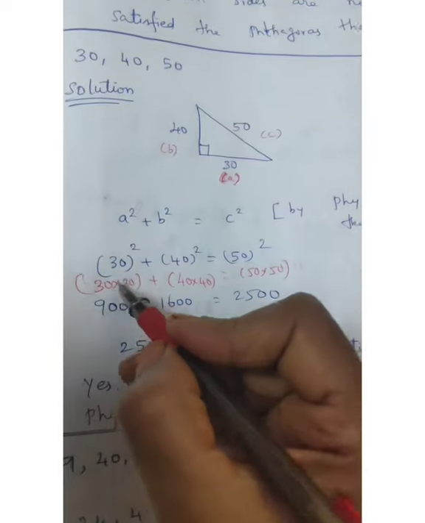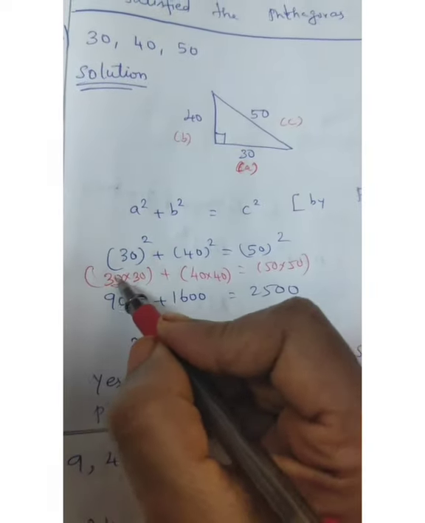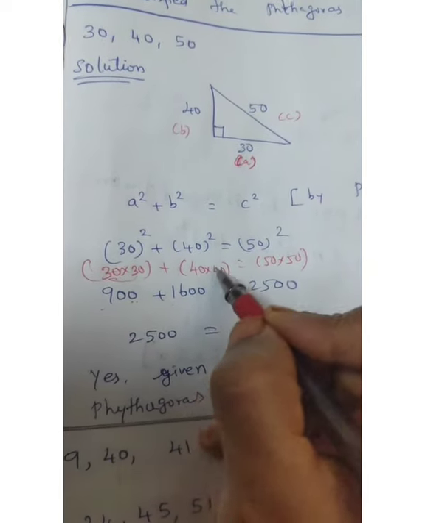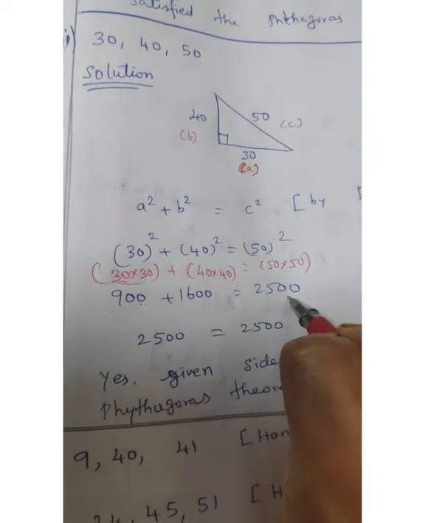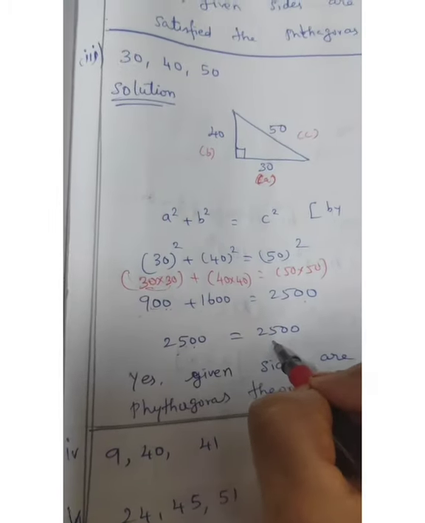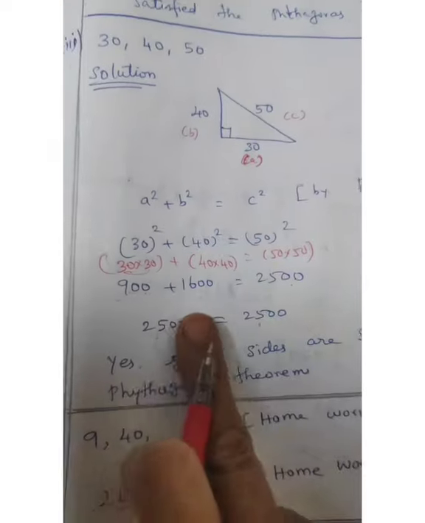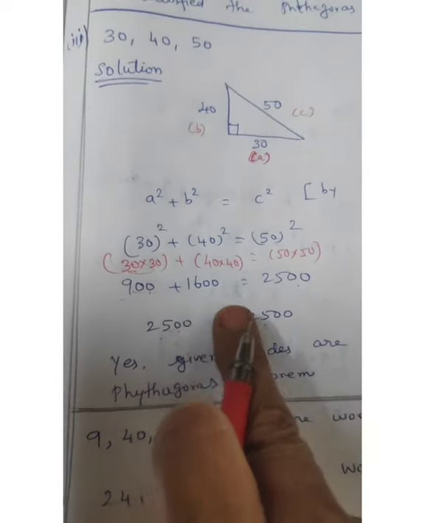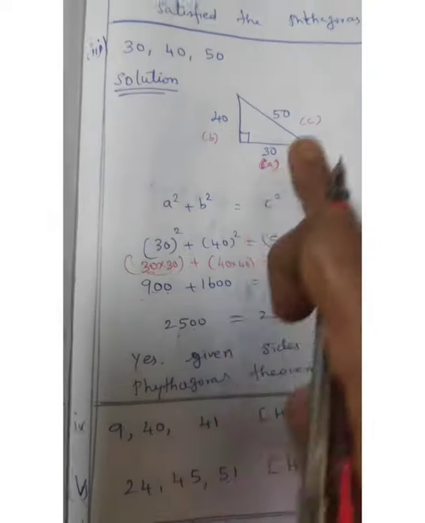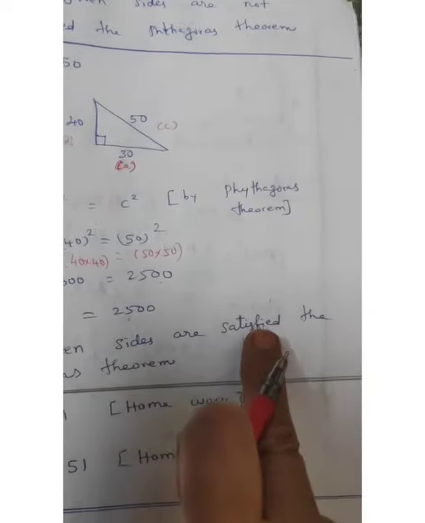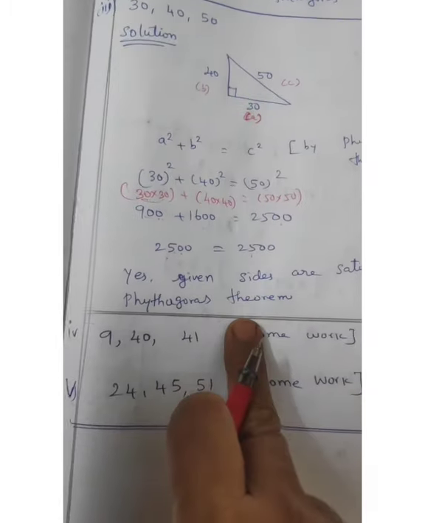3 threes are 9. Multiply easily. 3 threes are 9, and the total number of zeros is 2, so 900. Plus 4 fours are 16, 2 zeros, 1600. 5 fives are 25, 2 zeros, 2500. Add: 900 plus 1600 is 2500. Here the answer is also 2500. The left side and right side give the same answer. So the numbers given in this sum also satisfy the Pythagoras theorem. Yes, the given sides satisfy the Pythagoras theorem.